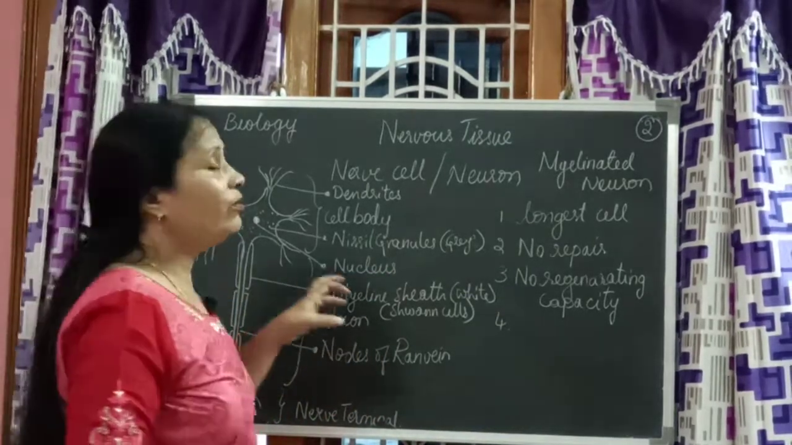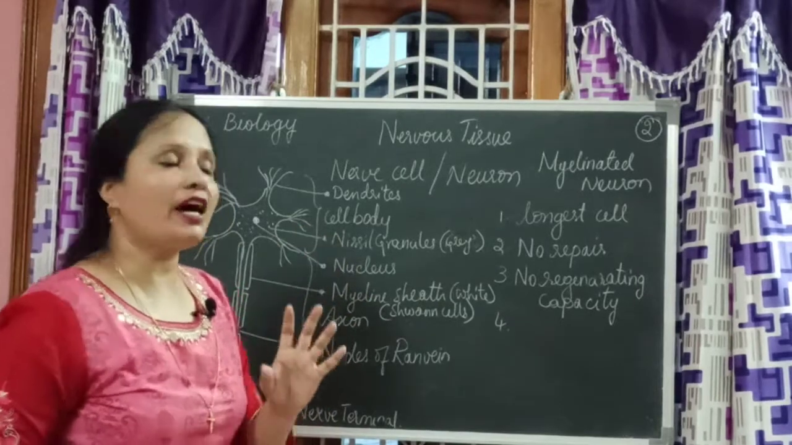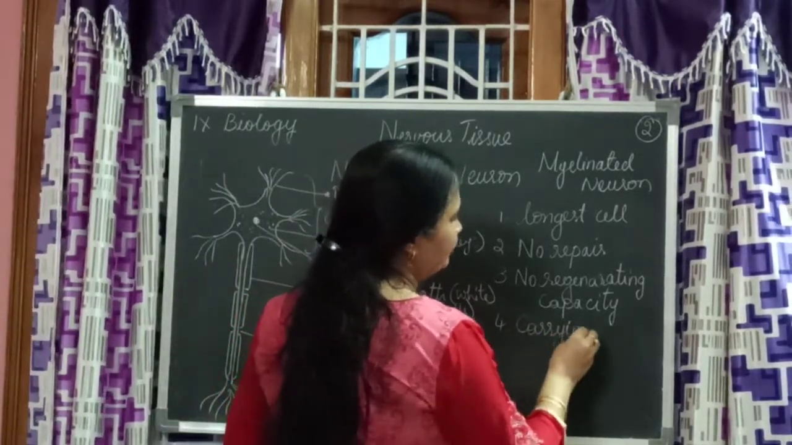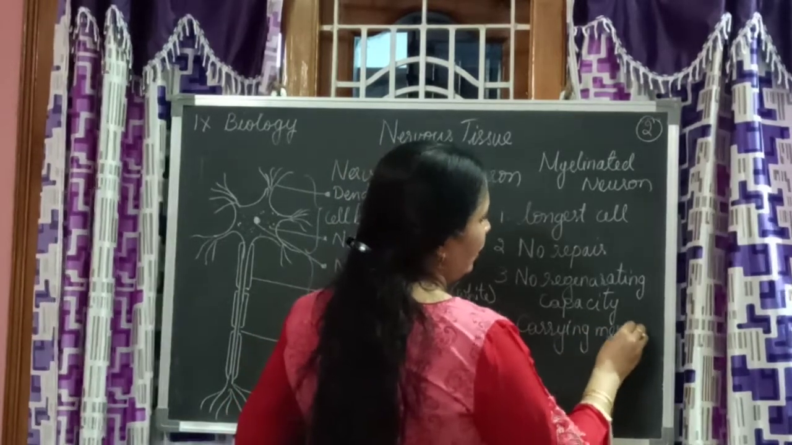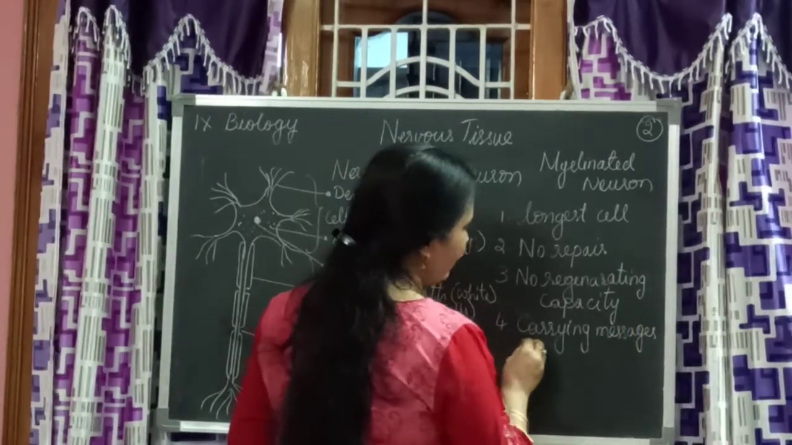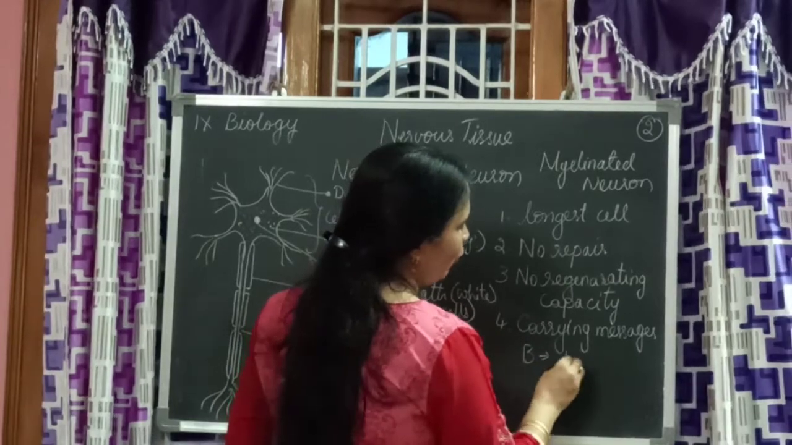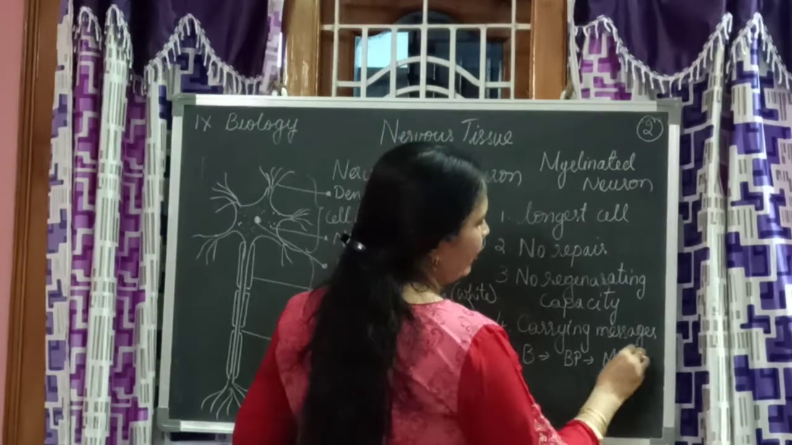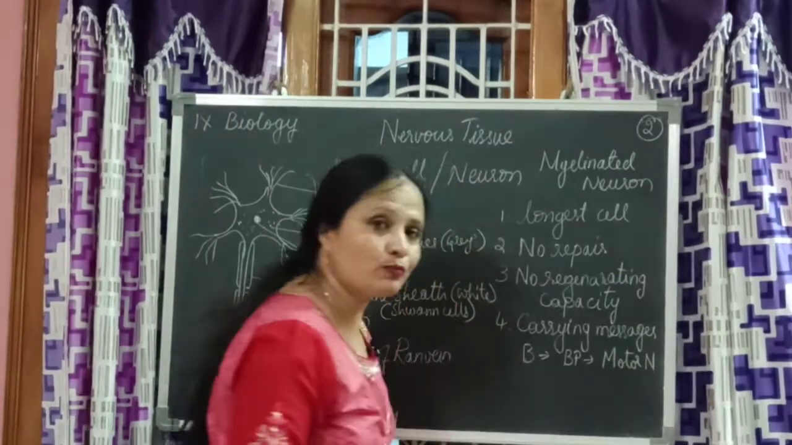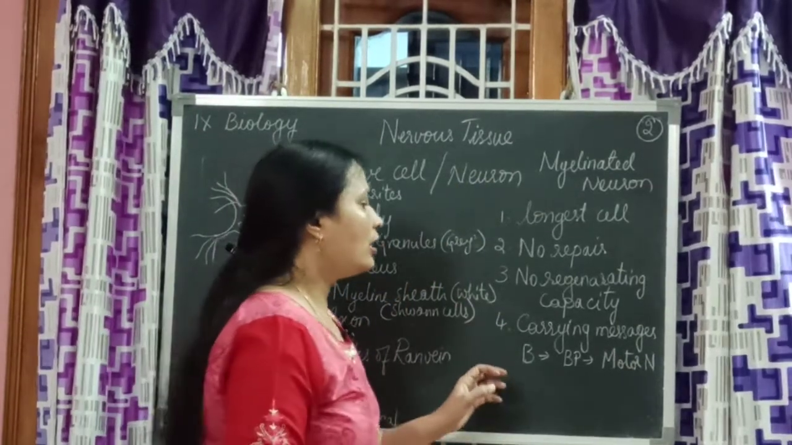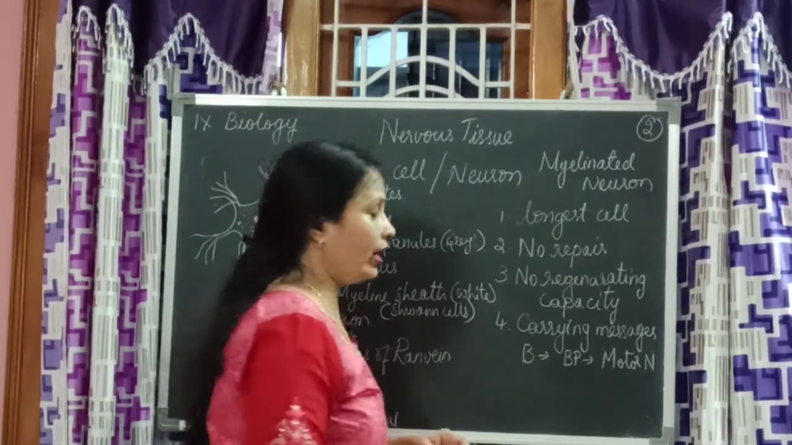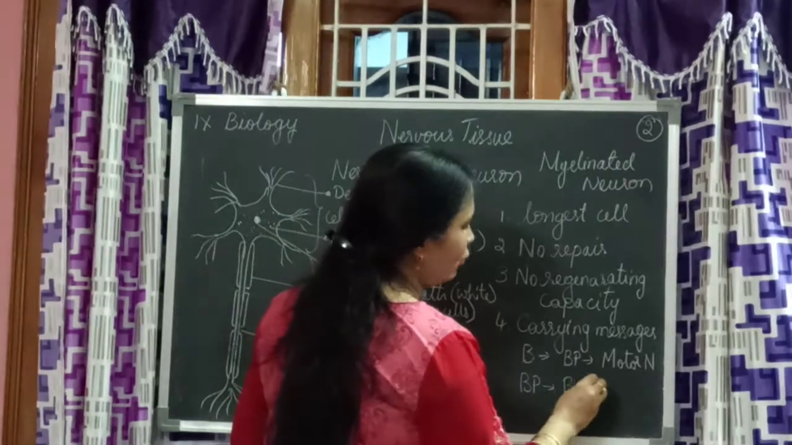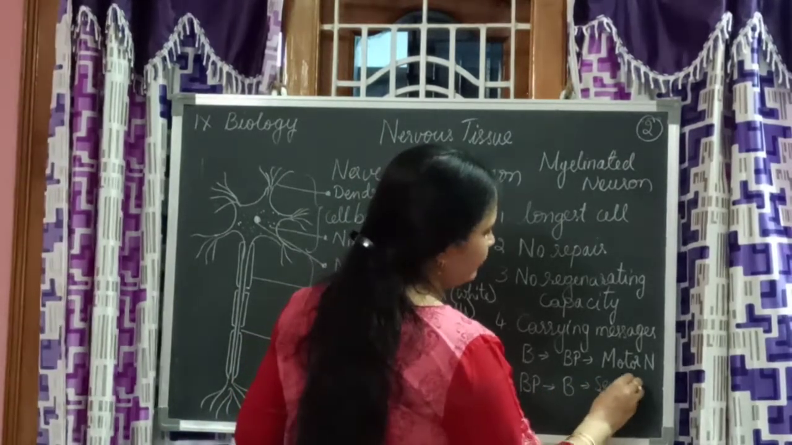Now, how are the nerves for carrying messages? Nerves are for carrying messages. Like from brain to body parts, they are called motor nerves. Brain to body parts, we call them motor nerves, because they make them move. Okay, and body parts or the sense organs to brain we call sensory nerves.